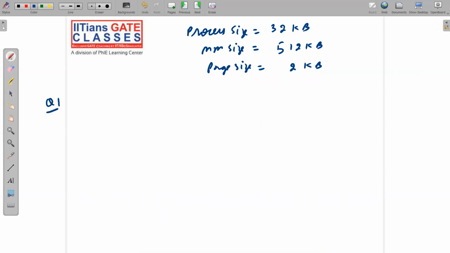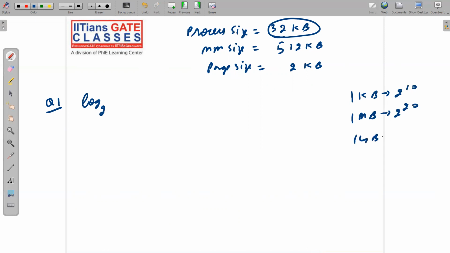Question number 1. Size of logical address. How will you calculate logical address size? From the process size. So log base 2 of 32 KB. How will you write 32 KB? You should know this fact: 1 KB is 2 power 10, 1 MB is 2 power 20, 1 GB is 2 power 30, 1 TB is 2 power 40. 32 KB: 1 KB is 2 power 10, 32 is 2 power 5. So you will simply say 2 power 15. So this and this got cancelled, 15 bits.